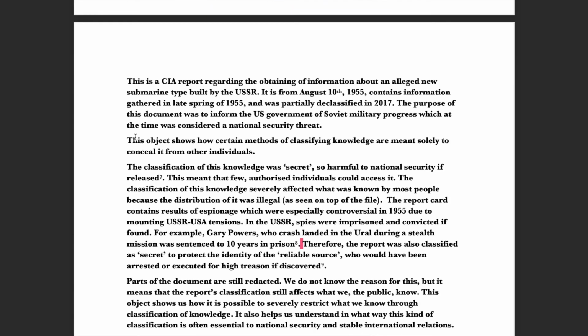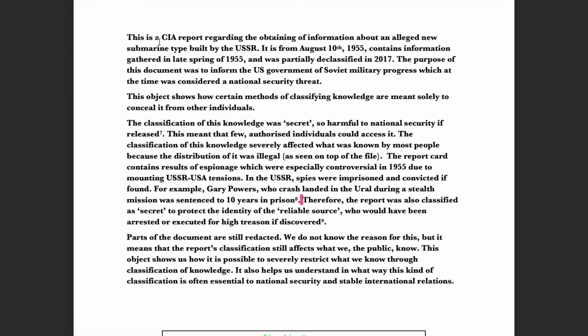Moving on to what I wrote in the introduction. This is a CIA report regarding the obtaining of information about an alleged new submarine type built by the USSR. It is from August 10th, 1955, contains information gathered in late spring of 1955, and was partially declassified in 2017. The purpose of this document was to inform the U.S. government of Soviet military progress, which at the time was considered a national security threat. This object shows how certain methods of classifying knowledge are meant solely to conceal it from other individuals.